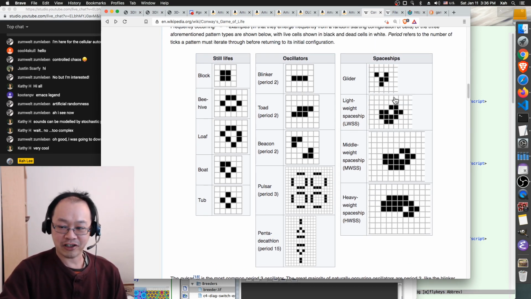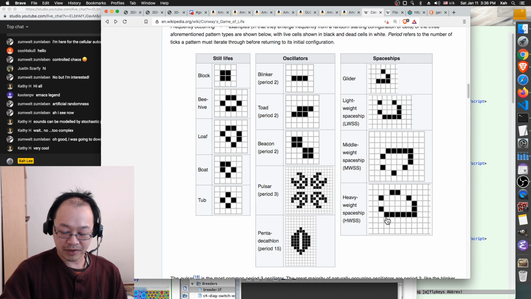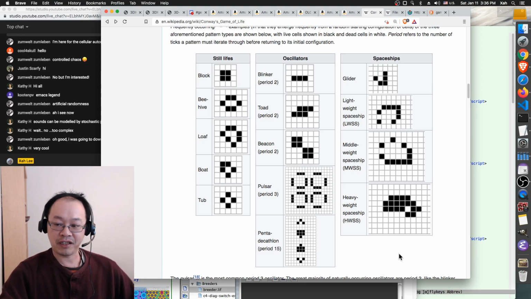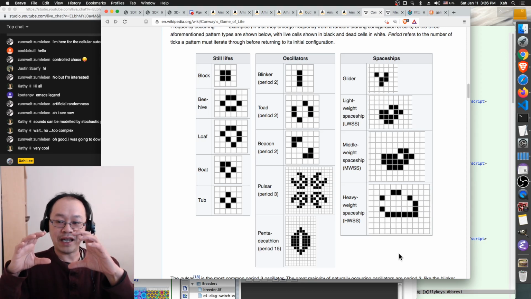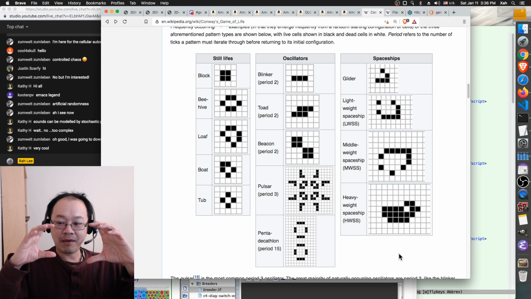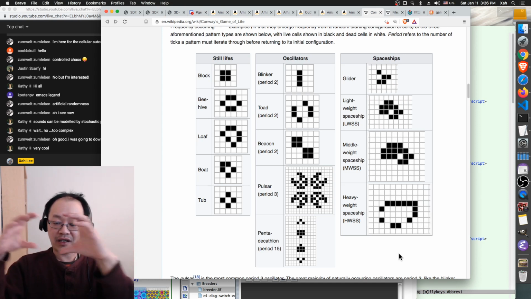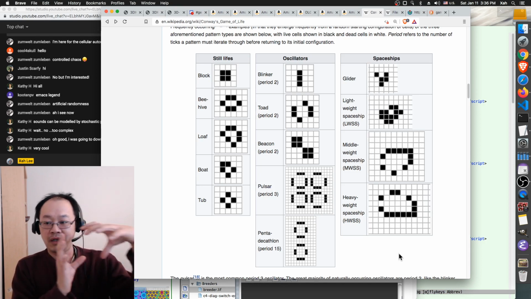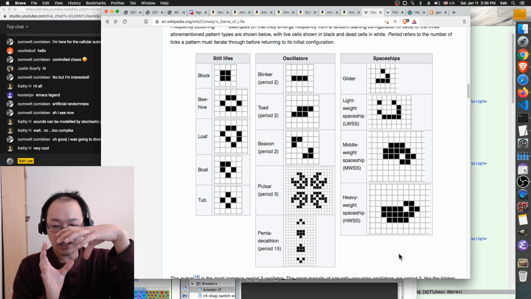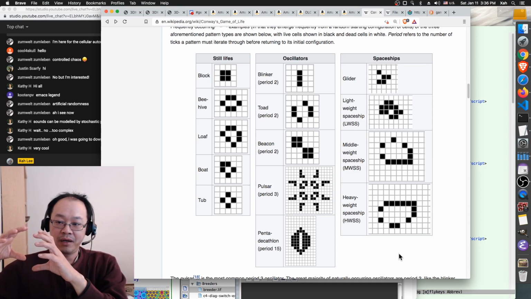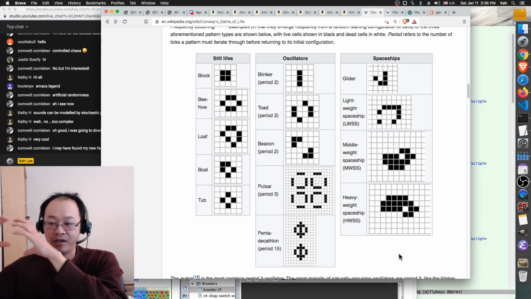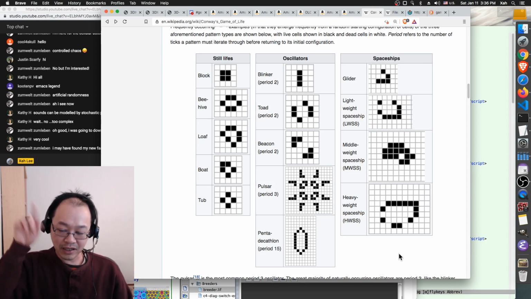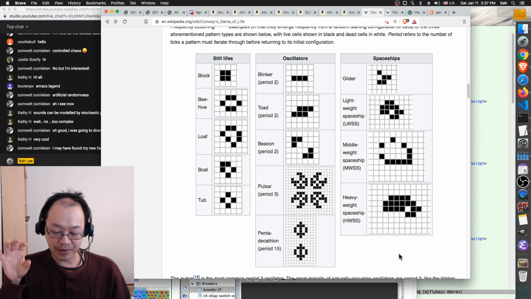For example, these are called spaceships. So what's the interesting thing about spaceships? They become a pattern that will move on a grid. In the next generation, they become some other shape on a grid, and next generation they become some other shape on a grid. Eventually, they become themselves, the original shape, but in a different position. So they just move. This kind of pattern is called a spaceship.